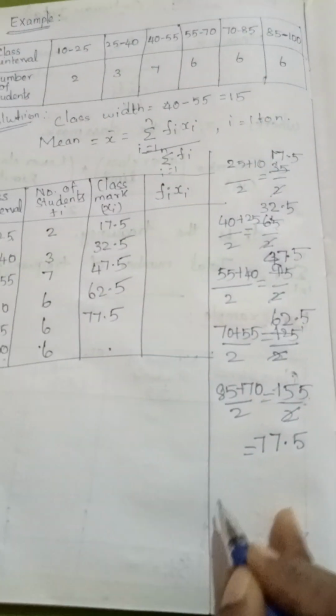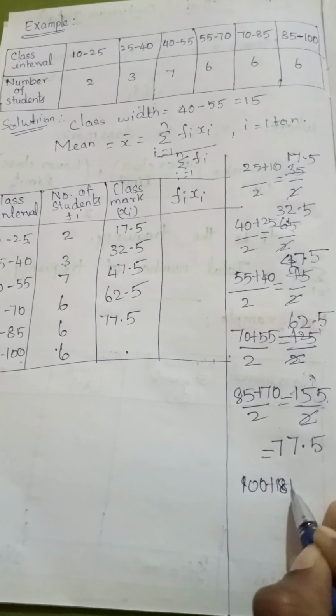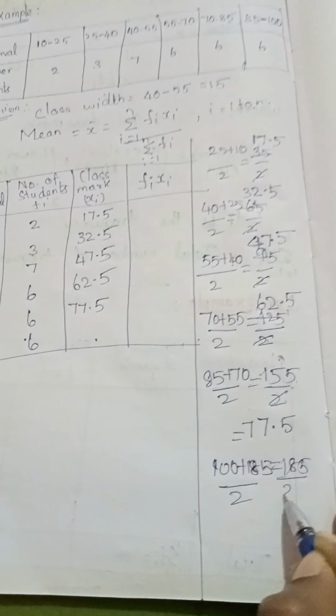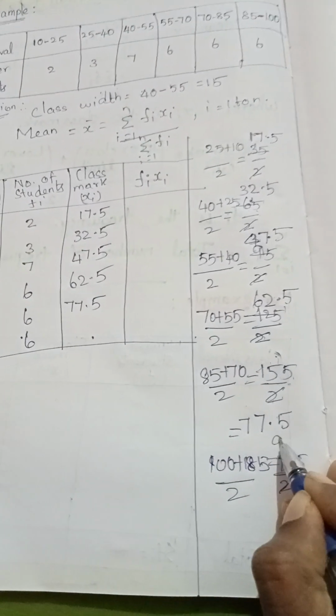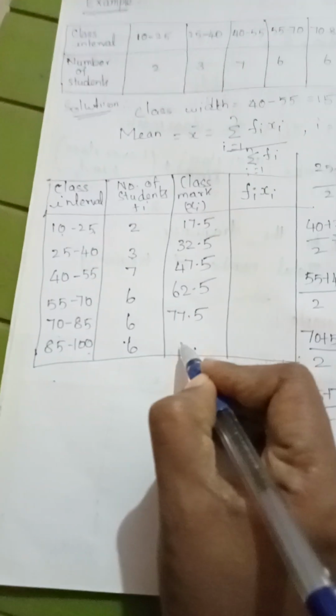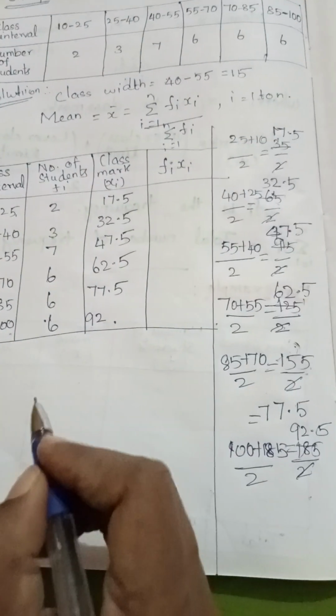Next one, 100 plus 85 by 2, 185 by 2. 9 2s are 18, 2 2s are 4, 5 2s are 10. So 92.5.